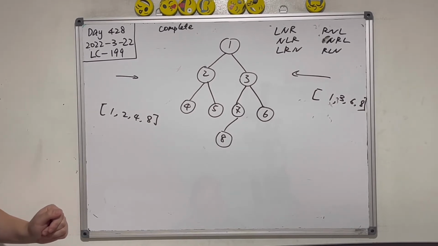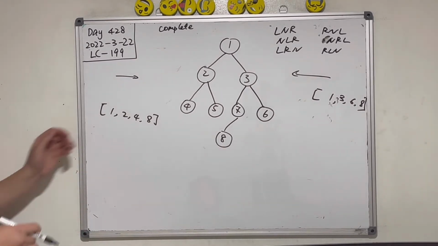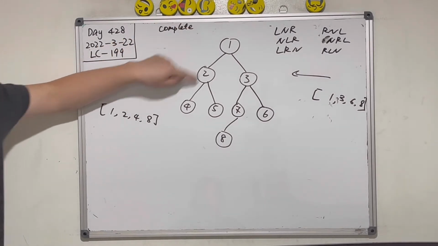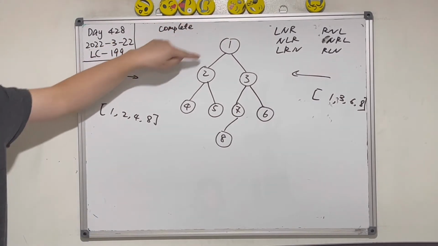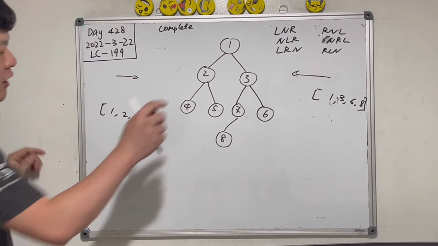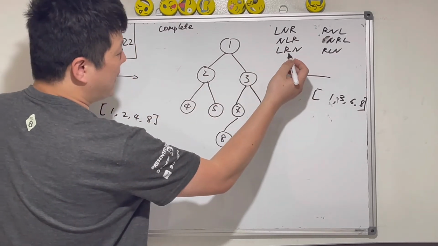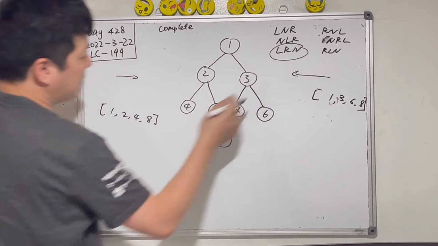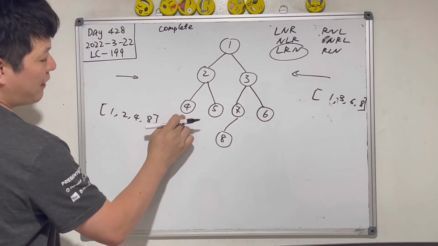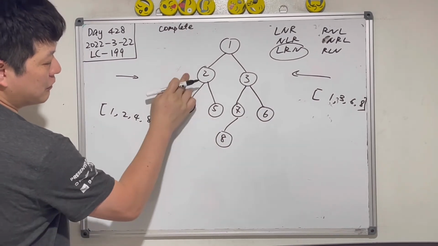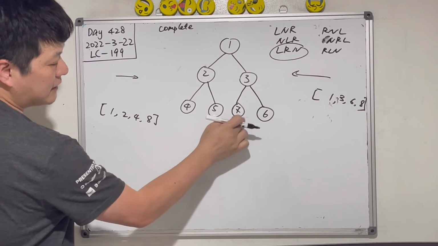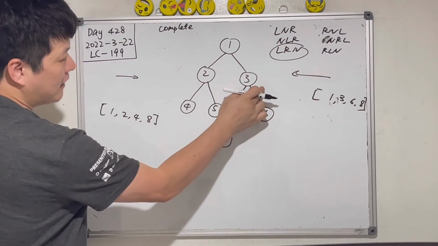4, 5. Okay, and what did we talk about? 1, 2, 3, 4. This is called pre-order, sorry. For post order, I think we are talking about this one. So it's 4, 5, 2, 8, 7, 6, 3, 1.